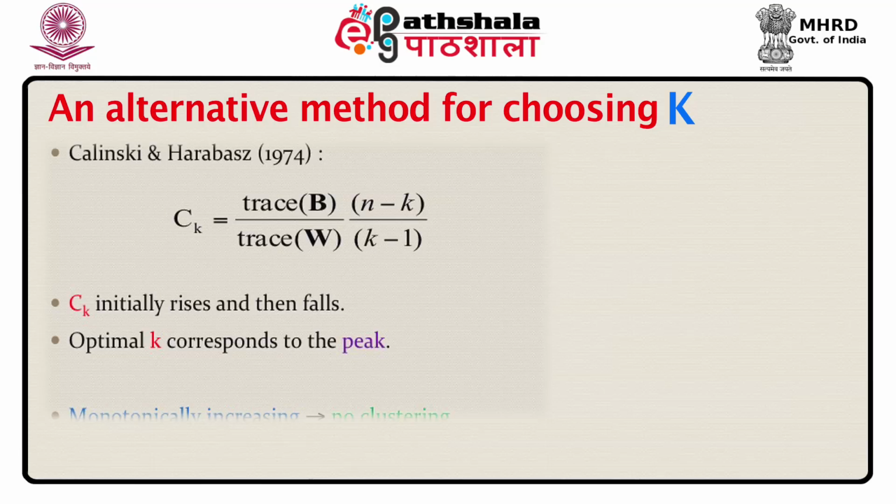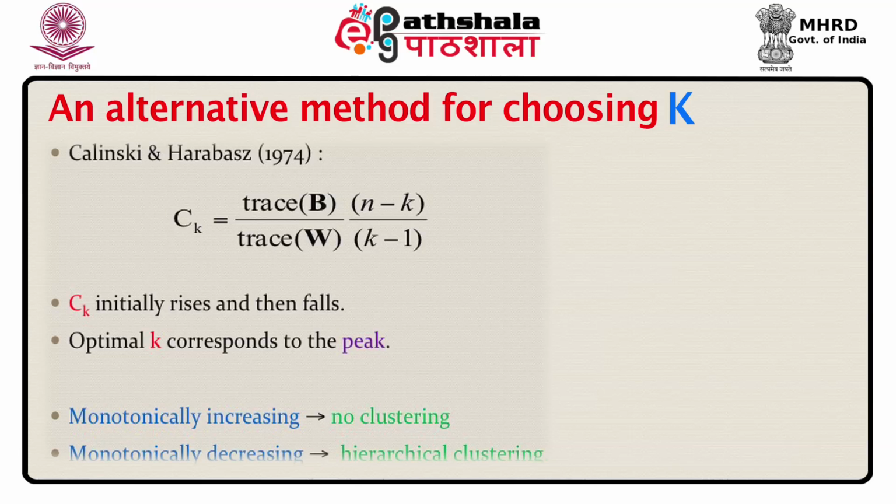So the first factor increases with k and the second factor decreases with k. There is a trade-off. Once you go beyond the optimal number of clusters, this Ck value would start falling, and you should stop when you reach the peak. In some cases, you might have a monotonically increasing value of Ck, which would imply that you don't have any clusters. You need not form any clusters. You put them all together.